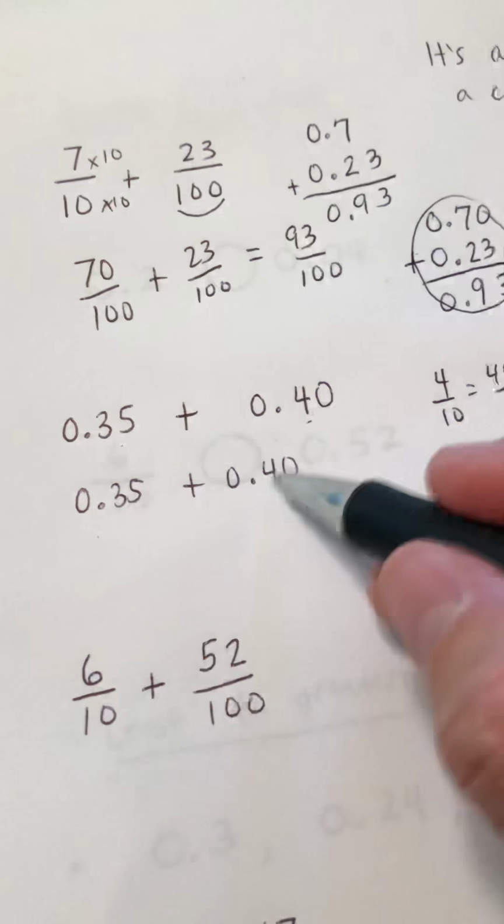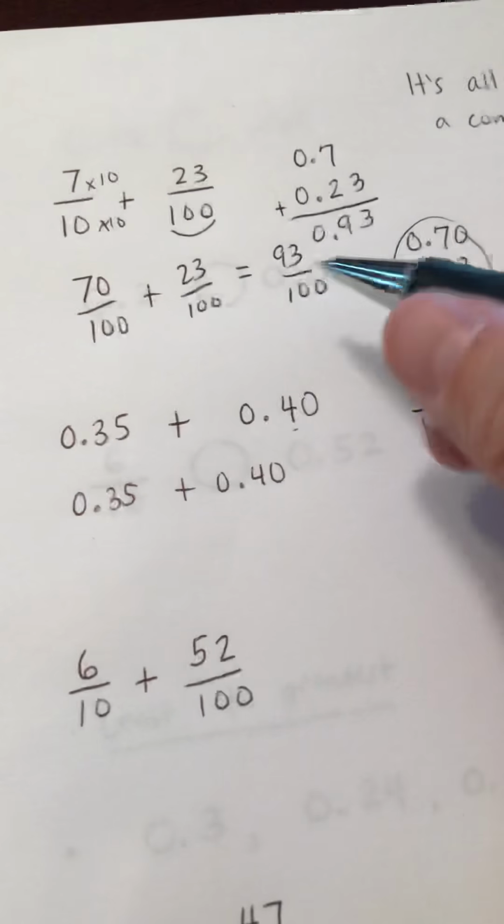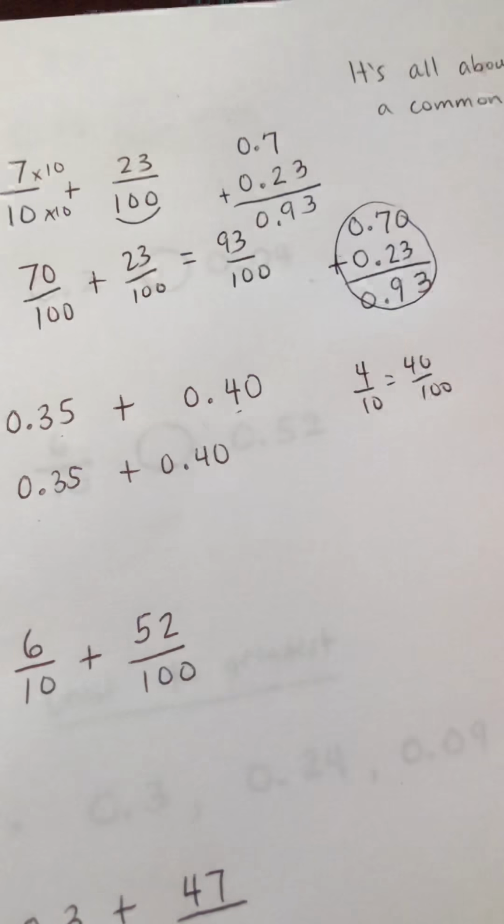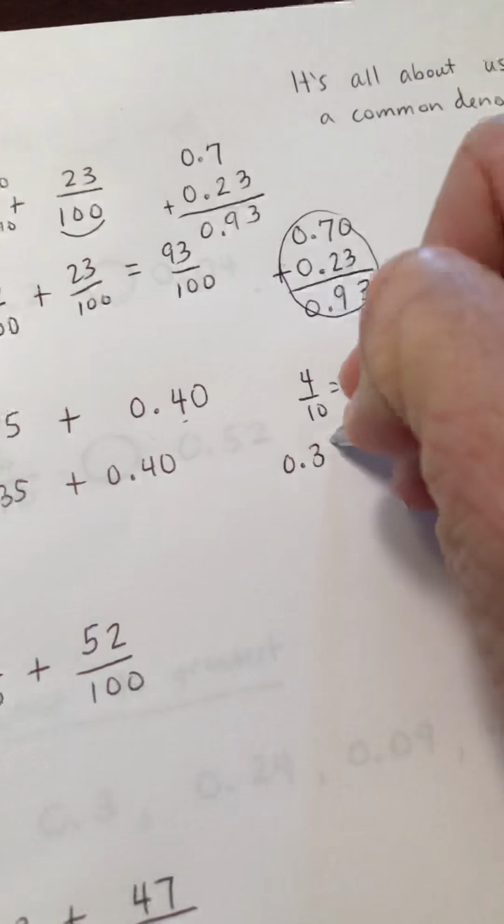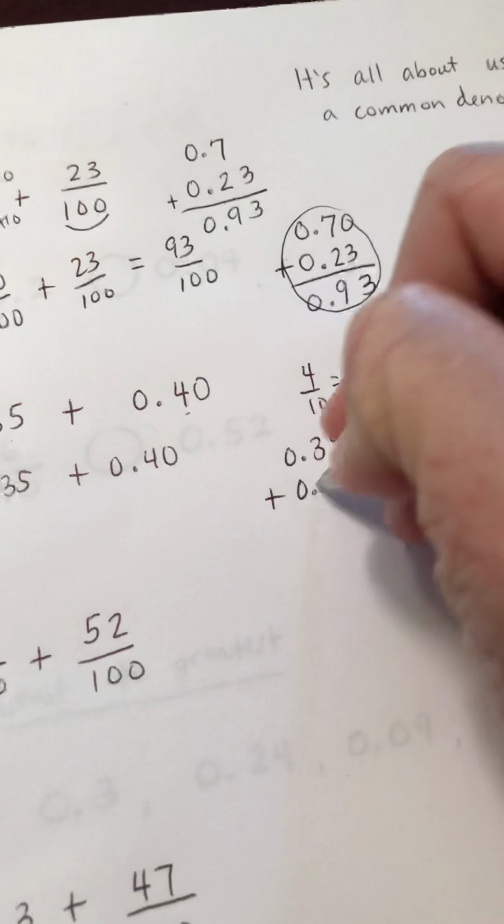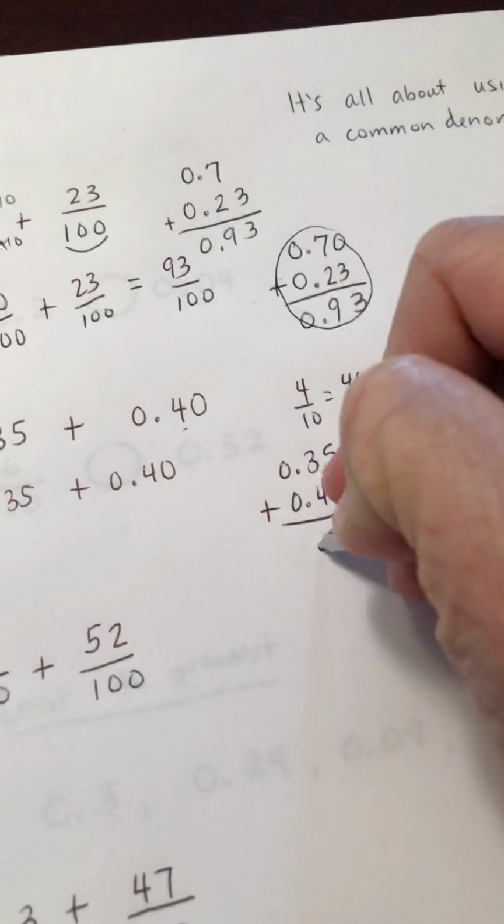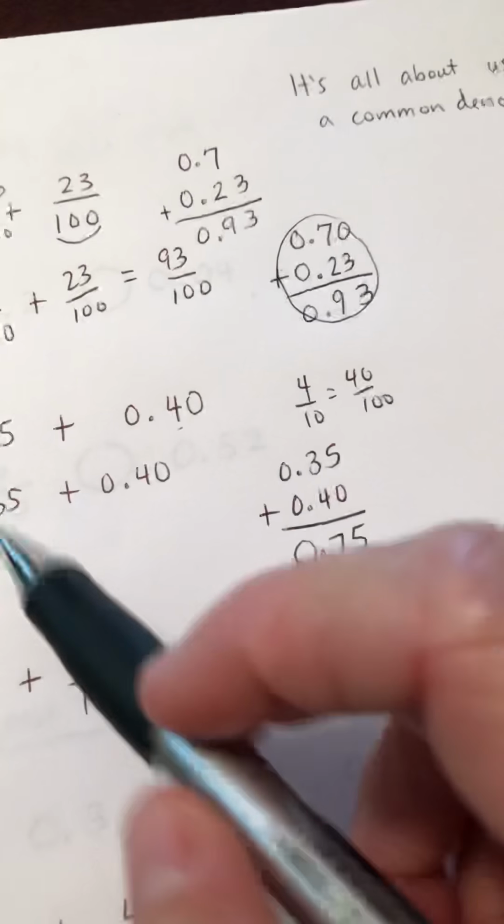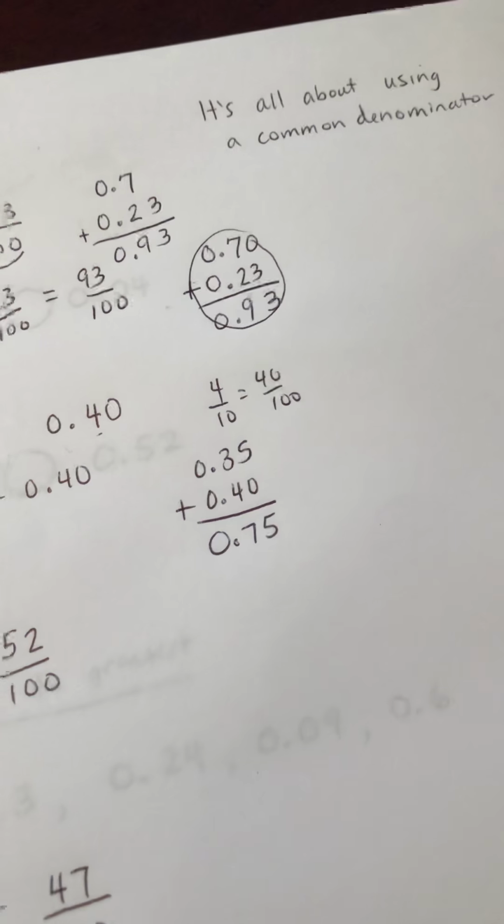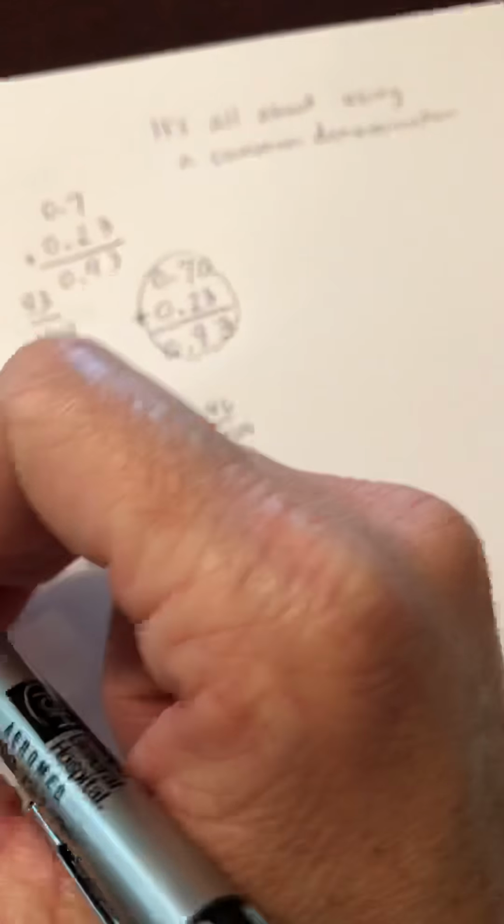Okay, again, with decimals, we want to get in a habit of lining those up vertically, especially because sometimes we're going to get more than 2 of these. We might get 3 or 4 or 5. It makes it a whole lot easier to add when you have it lined up. Okay, tenths lined up with tenths, hundredths lined up with hundredths, 75 hundredths. 35 plus 40 is 75. Which makes a whole lot more sense than 35 plus 4.